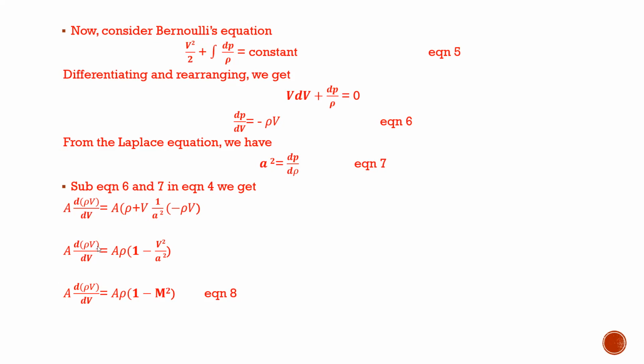Here we have A into d of rho V by dV equals A rho into 1 minus M square. Here M square means the Mach number. We all know that the Mach number is defined as the velocity of an object to the velocity of sound. So we are deriving the equation in terms of the Mach number.